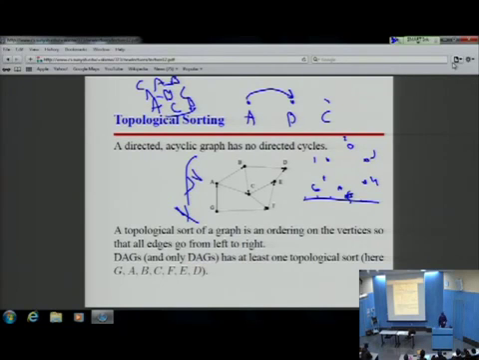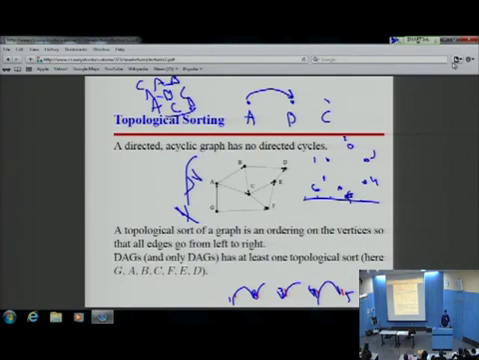If I had a graph with a path, here I have a bunch of vertices. Suppose we had a graph on 1, 2, 3, 4, 5 vertices. There was an edge from 1 to 2, an edge from 2 to 3, an edge from 3 to 4, and an edge from 4 to 5. How many topological orderings are there of that graph? There is exactly one of them. It's constrained by this path.